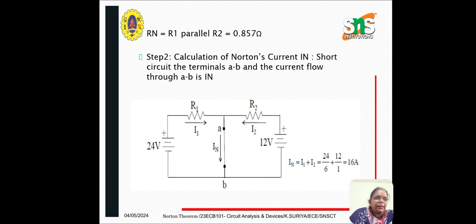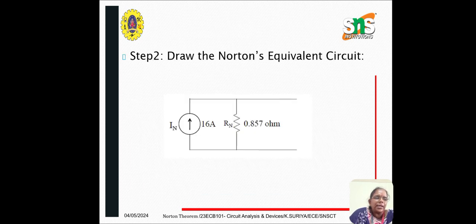So you can calculate I is equal to V by R. So I1 is equal to 24 by 6 and I2 is equal to 12 by 1 ohm. When you add both the currents, you will be getting 16 amps. So your IN is 16 amps and your RN is 0.857 ohms. So this is your Norton's equivalent circuit.